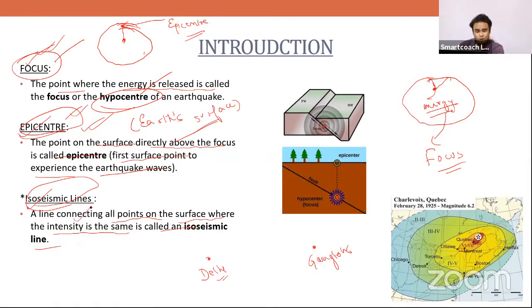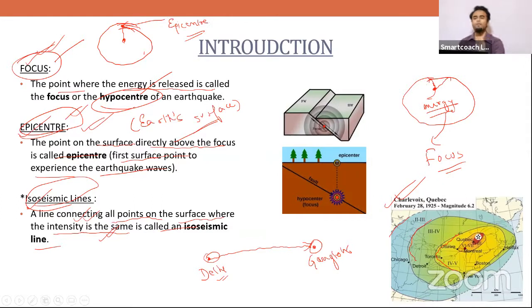What is the definition? A line connecting all the points on the surface where the intensity is the same. Suppose the intensity of the earthquake in Delhi is the same as that in Gangtok, then we will connect a line between Delhi and Gangtok. And this line which is connecting places of equal intensity, these are called your isoseismic lines. For example, look at this diagram on your right hand side. These lines that you see here are the lines which are connecting places of equal intensity of your seismic waves.